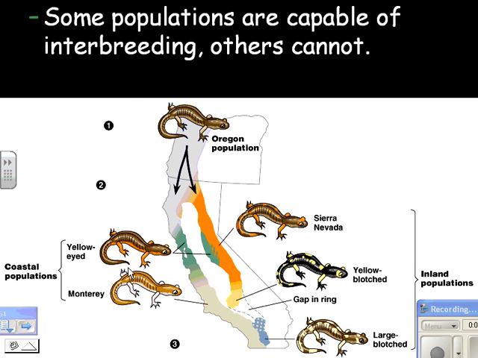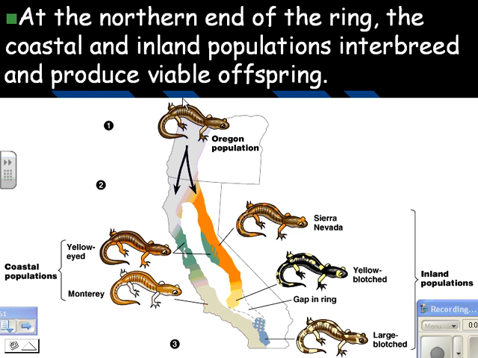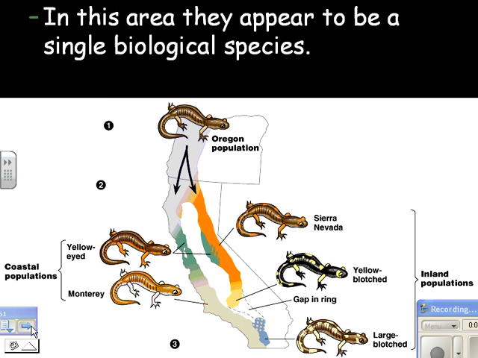So some populations are capable of interbreeding, but others are not. So one example of a ring species is this salamander, Ensatina eschscholtzii, maybe. Notice that it's italicized and that you capitalize the genus but not the species. Anyway, this expanded south from Oregon down through California. At the northern end of the ring, the coastal and the inland populations interbreed and produce viable offspring. So if you take these folks and you put them together, they can make a baby. That's the definition of a species. But, so in this area, they're a single biological species.